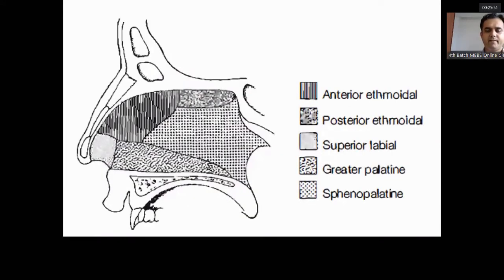Okay, so look here, this is the same diagram. These are the areas covered by the anterior ethmoidal artery, posterior ethmoidal artery, this is the sphenopalatine artery, superior labial artery, and greater palatine artery. The sphenopalatine artery is the most important artery because it is the largest contributor.